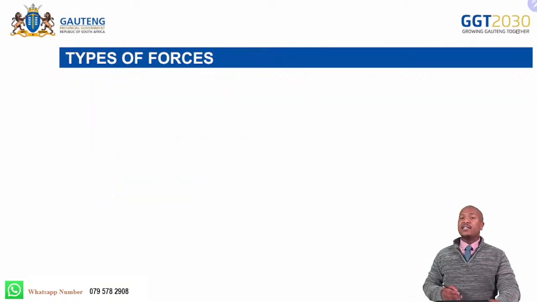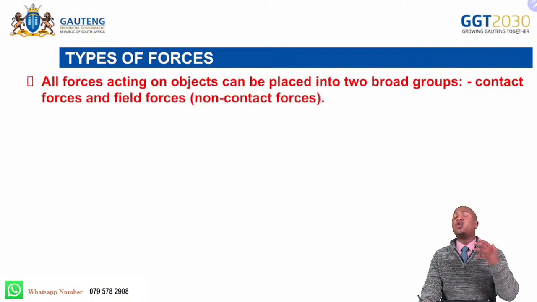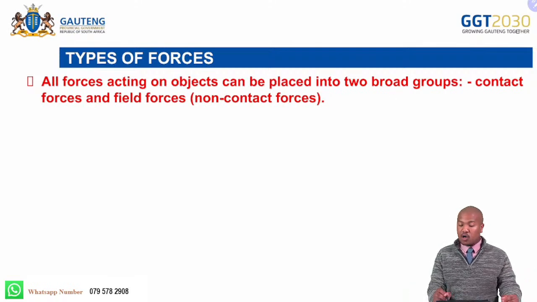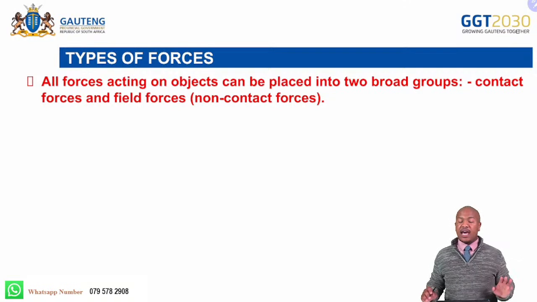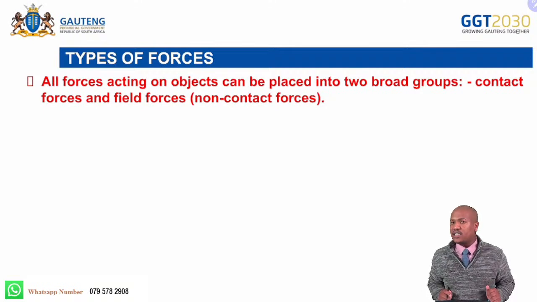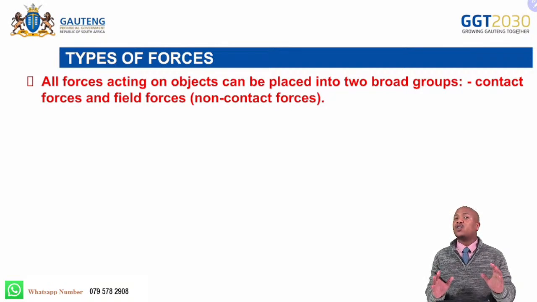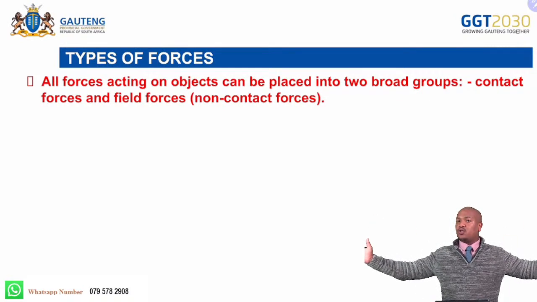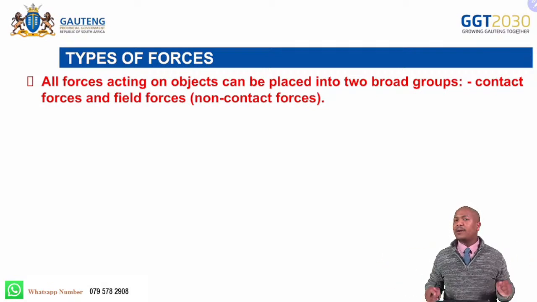Now let's move on. Types of forces. We have two main types of forces. All forces acting on objects can be placed in two broad groups, which are contact forces and non-contact forces. We touched a bit on contact forces. We said that contact forces are forces that require the objects to touch each other for the force to act. And non-contact forces act over a distance. They don't need to touch each other to act. But remember the main topic for today is contact forces, so we're going to dwell more on contact forces, the ones that need to touch each other for the force to act.